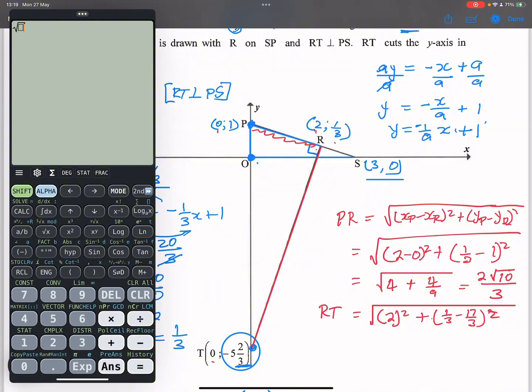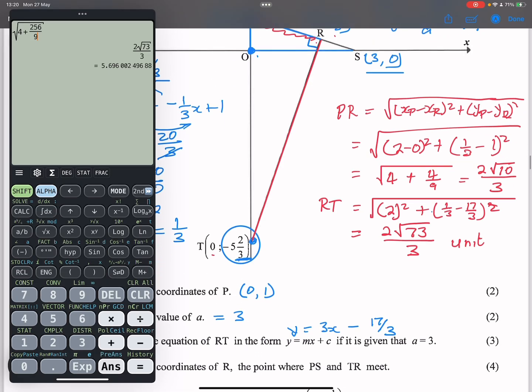That's 4 plus 256 over 9. All right, I get a square root, 2 root 73 over 3. Please just verify that for me. Right. Now, remember, area of a triangle is always going to be half base multiplied by the perpendicular height.